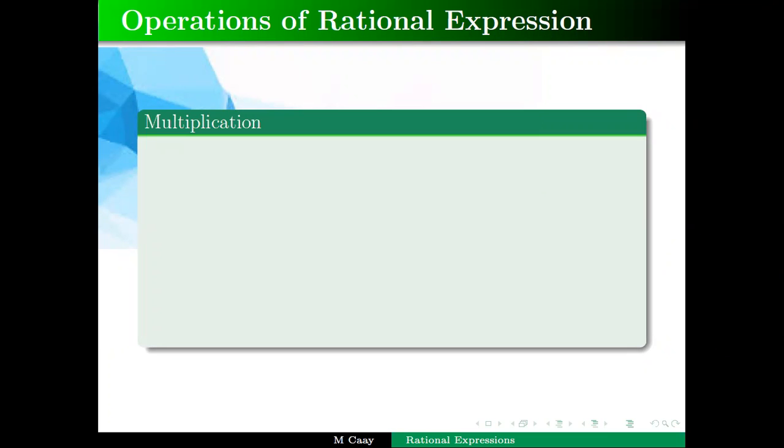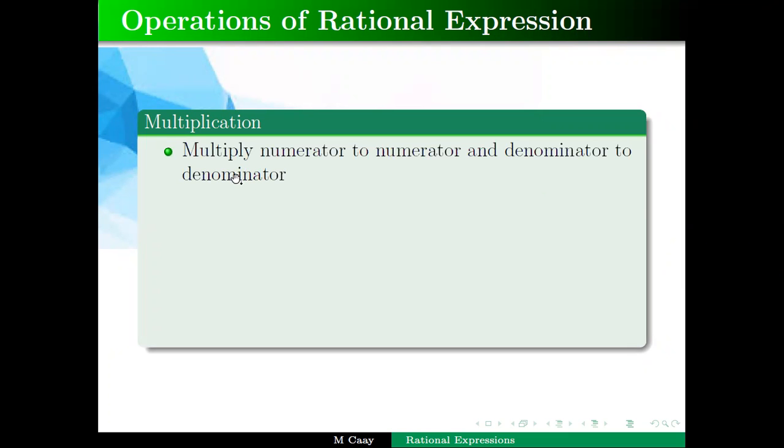Remember that we can do the process of addition and subtraction at the same time because they're actually the same. Multiplication and division are also the same, with only a slight difference in the rule for division. Let's consider the rules first. First, we can multiply numerator to numerator and denominator to denominator only. You cannot multiply numerator by denominator. That's not possible.